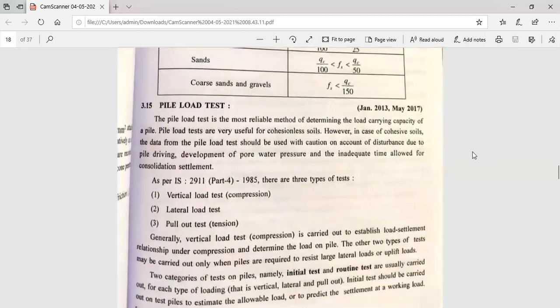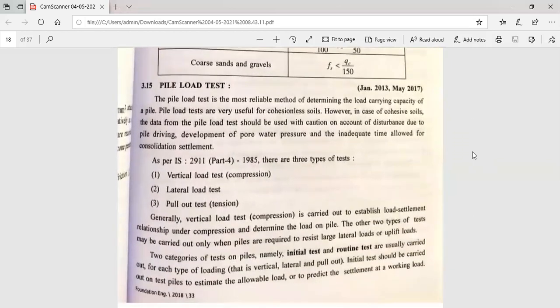So next is the pile load test. The pile load test is the most reliable method of determining the load carrying capacity of a pile. This test is very useful for cohesionless soil. In the case of cohesive soils, the data from the pile load test should be used with caution on account of disturbance due to pile driving, development of pore water pressure, and inadequate time allowed for consolidation settlement.